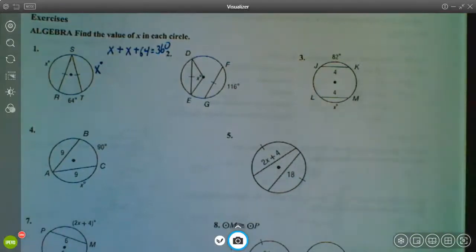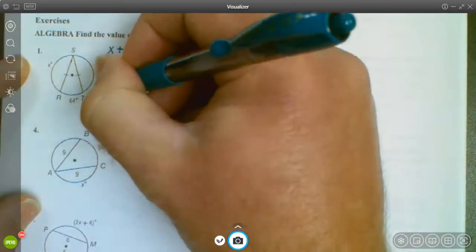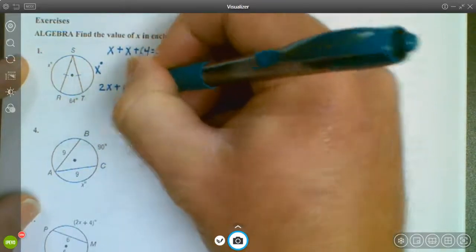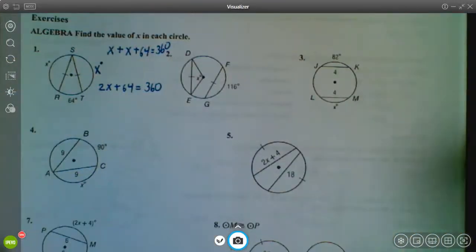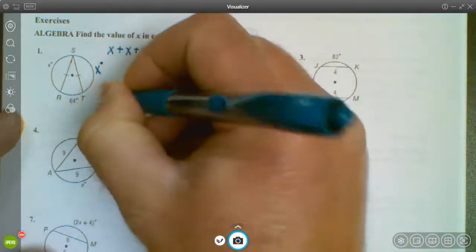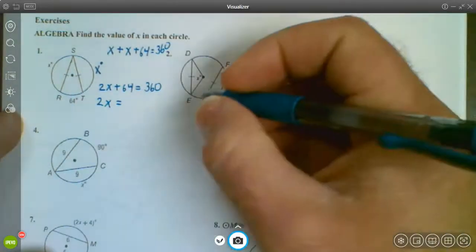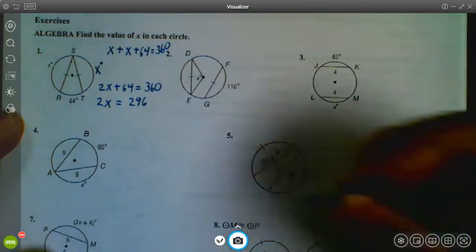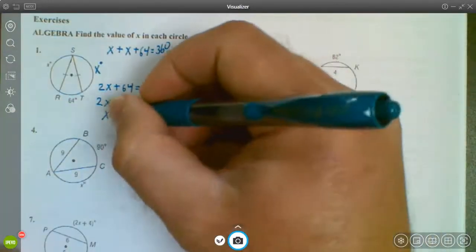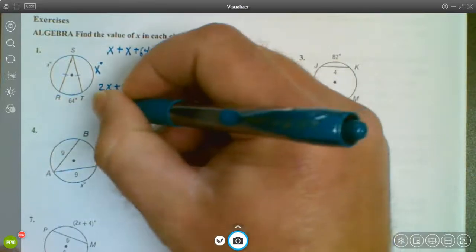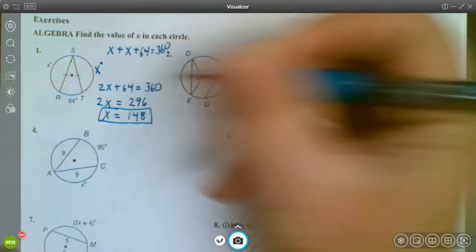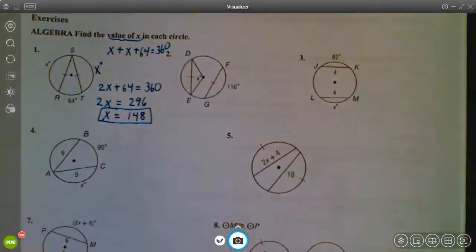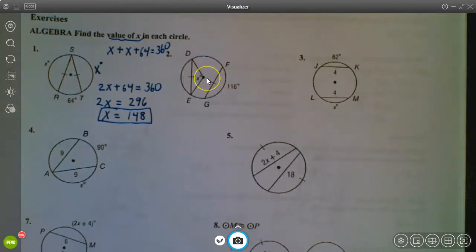So there's our equation. All we got to do now is use some basic algebra to solve it. We know that x plus x is 2x. So we just combine like terms. Subtract 64 from both sides. And we're going to get 296. And then divide both sides by 2. So x equals 148. And again, guys, that's all they asked for on this one, is solve for x, but always check, right? Make sure that we know what they're asking for. It's really important that we read those directions carefully. Let's move on to the next guy.